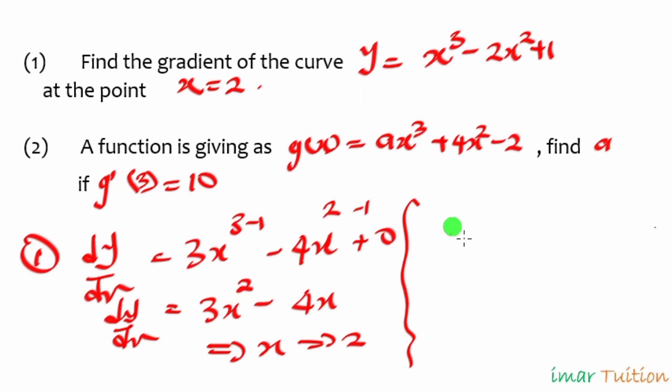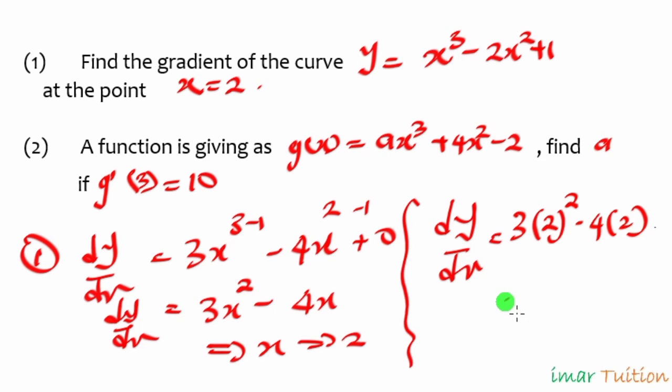So dy/dx will be equal to 3 bracket 2 to the power 2 minus 4 bracket 2. 2 to the power 2 is going to give us 4. 4 times 3 is 12, minus 4 times 2 is 8. 12 minus 8 will give us 4. So dy/dx is equal to 4.